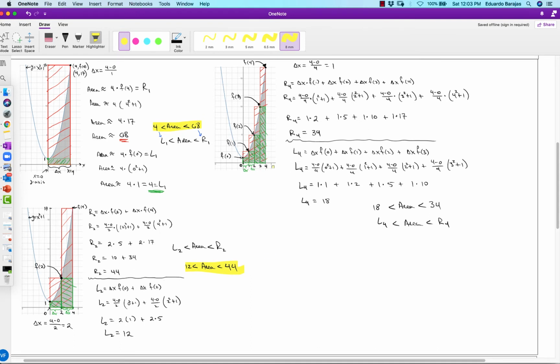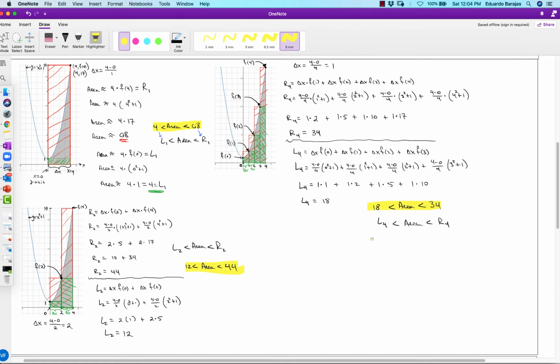Then we stepped it up even more and used 4 rectangles. So R sub 4 we calculated to be 34, the sum of the 4 red rectangles. And then we found L sub 4, the green rectangles, and that equaled 18. So now we discovered that the real area we're interested in is somewhere between 18 and 34. Okay, so each time we increase the number of rectangles, we get closer and closer to the actual area. We get an interval that gets smaller and smaller. We're squeezing in from both sides. We're getting closer and closer to finding the real answer.